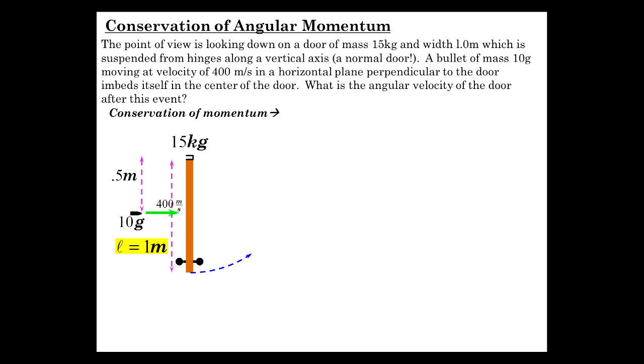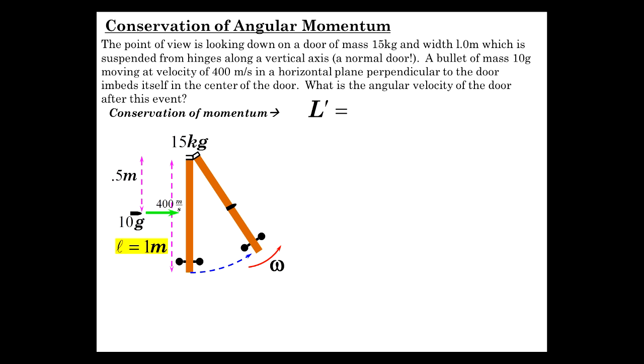There's the doorknob. We've got a 10-gram bullet that's moving at 400 meters per second that's going to embed itself into the door. The width of the door is 1 meter. We're looking down again. Half a meter from the pivot point, the bullet is entering the door. So there it is. And the question is, what's the angular velocity after the bullet hits the door?